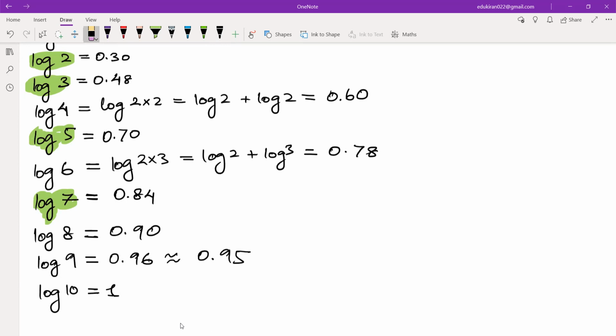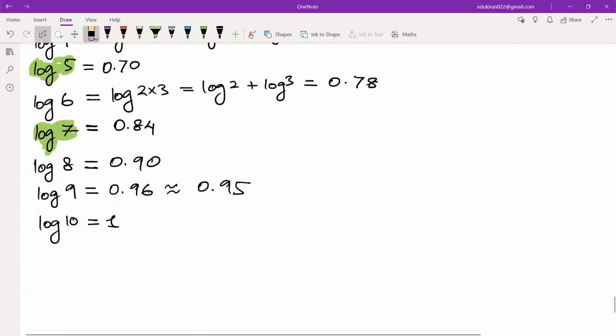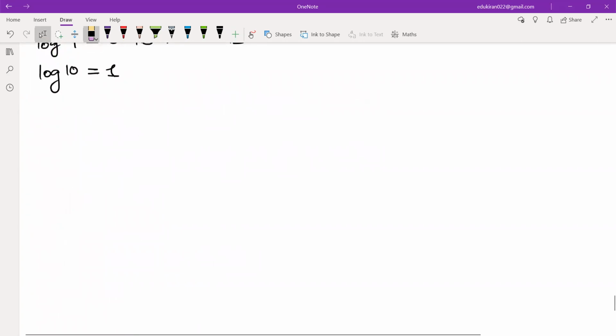But if you have 0.96, then also don't worry, you can calculate it. So log up to 10 is done, right? Now let us see how we can calculate if I have something which is a bit weird.